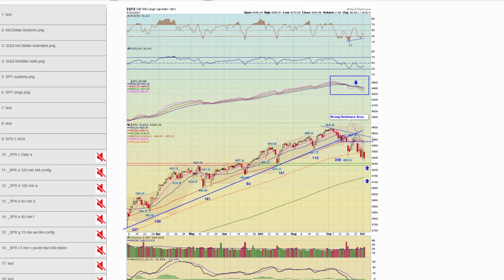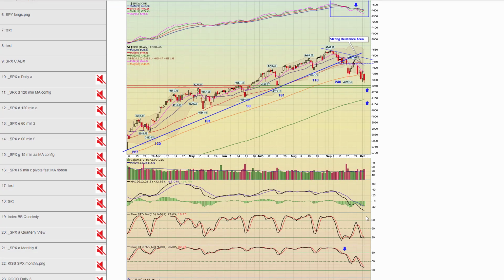We do have some divergence a little bit on the RSI here. Nothing on the MACD at this point.